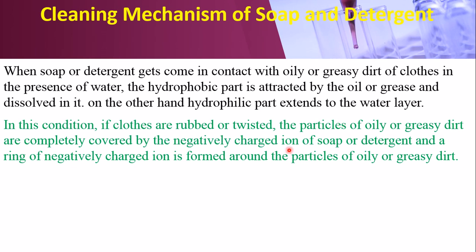Now, when we clean the cloth, what do we do? We rub or twist the cloths. So when these cloths are rubbed or twisted, the particles of oily or greasy dirt are completely covered by the negatively charged ion of soap or detergent, and a ring of negatively charged ion is formed around the particles of oily or greasy dirt.